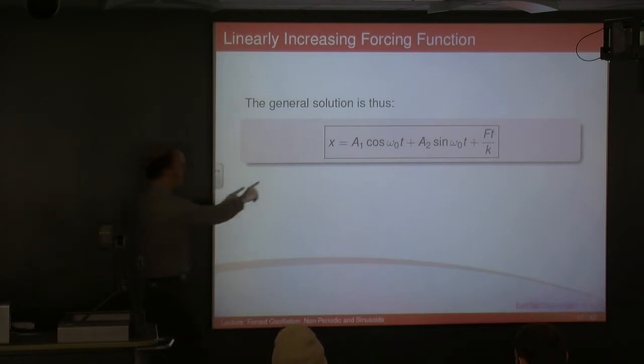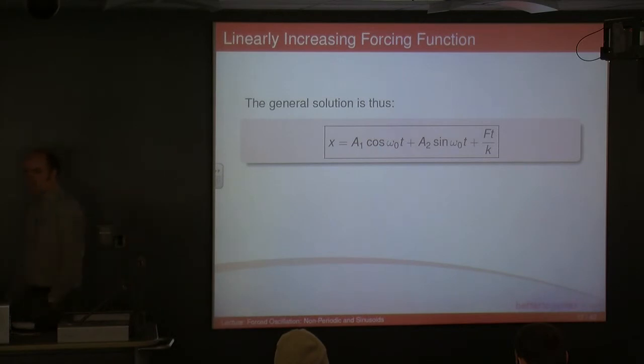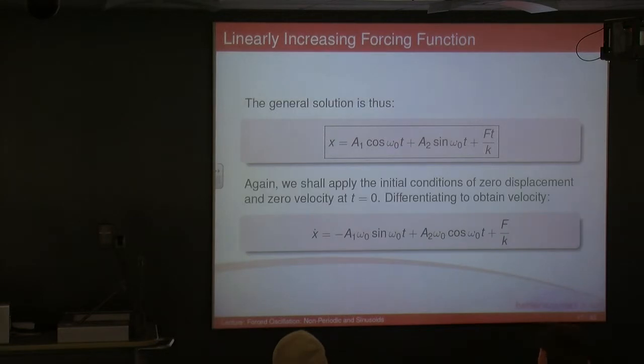So there's our complementary function, again the standard form, plus f t upon k. General solution. What's a1 and a2? Well, let's work them out. Differentiate with respect to time and stick in t equals 0.